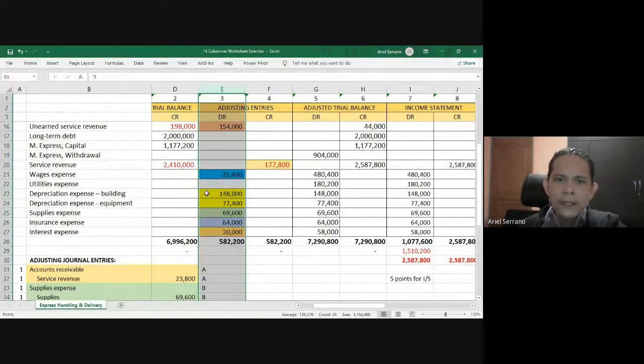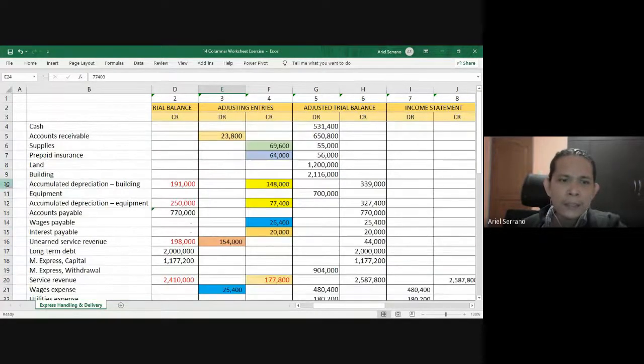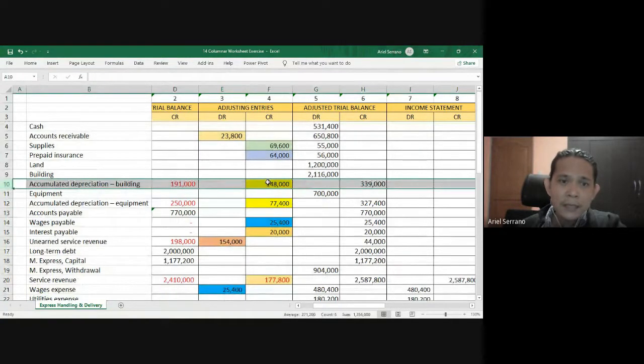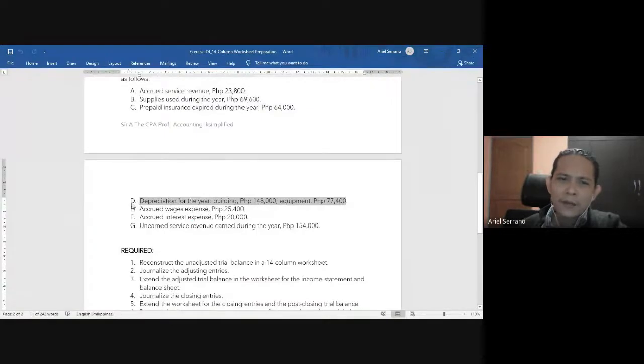Okay? Let's find the color yellow. The amounts highlighted in yellow. Our credit will be your accumulated depreciation for building and for your equipment. That's why you have these amounts here. I hope you can still follow. Now, how about transaction letter E?